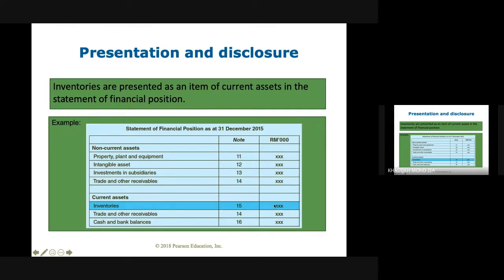The value here is what we have to decide. We are going to learn how to decide the ending inventories as at 31st December. This is the ending value, or what we call the closing figure of your inventories. Note number 15 will give you details of how you measure your inventories, the method that is being used. All this is in the notes to the accounts.